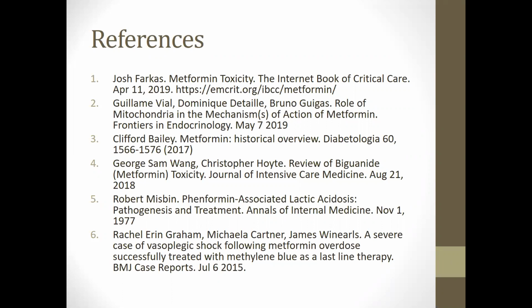Okay, yeah. Phenformin and buformin are like the 100-years-ago metformins, but they killed a bunch of people from lactic acidosis, so no one uses them anymore.